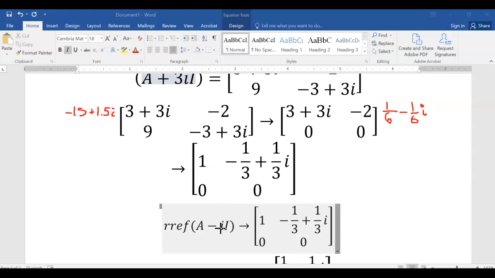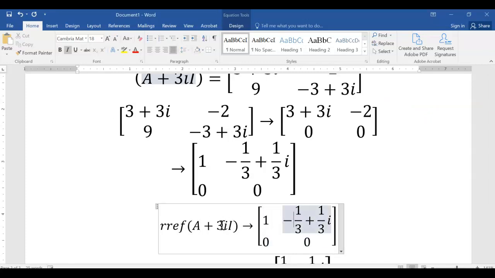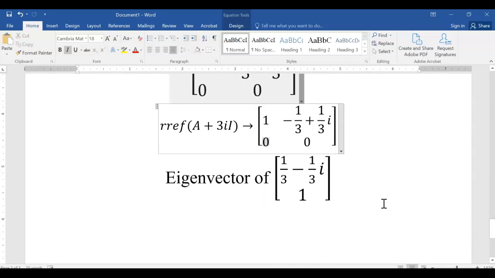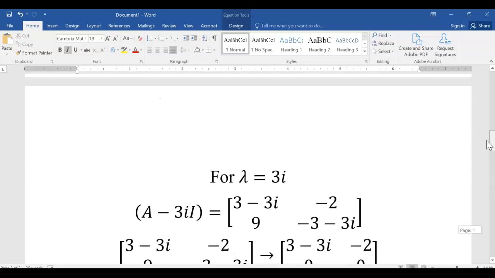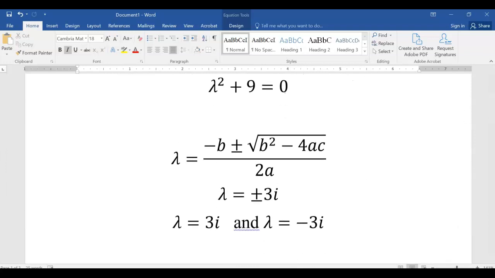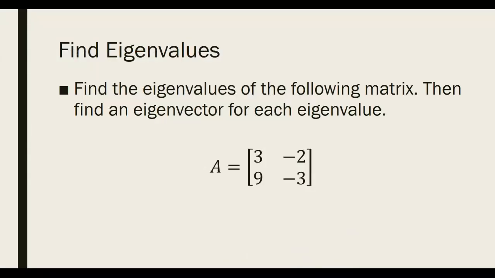So when we take our A plus 3i times our identity matrix and row reduce it, we get this thing, which gives me an eigenvector, which is 1/3 minus a third i, 1. Now, it took a really long time to find eigenvectors there, but the eigenvalues kind of jumped out to us, the complex eigenvalues. So that's what we're going to focus on in the next example.